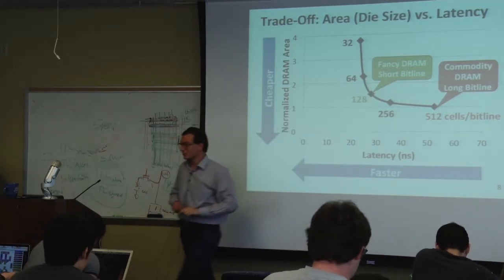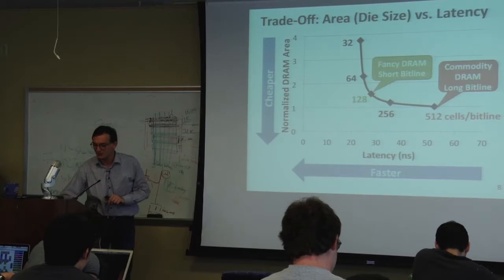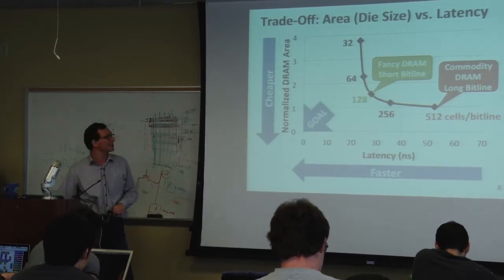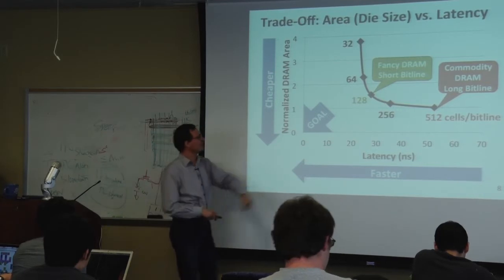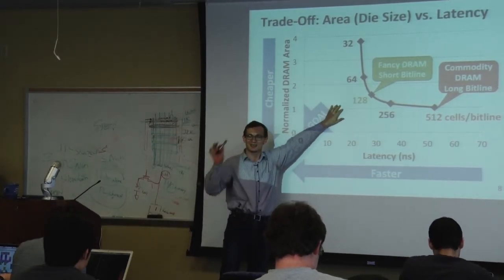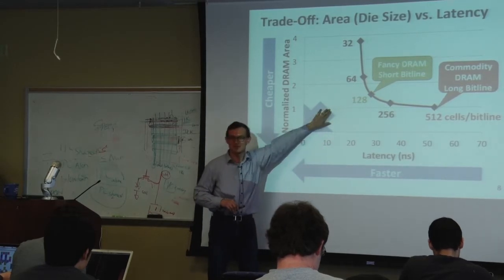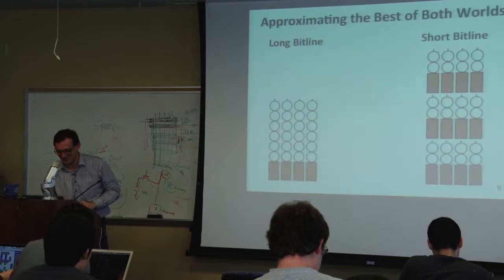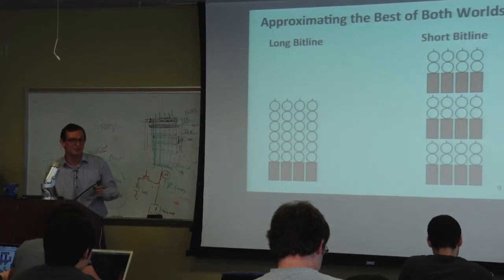So ideally, you would like to achieve kind of the best of both worlds. Ideally, you would like to be here, right? If anyone tells you that they've designed a memory that is right here without any other cost, then you should tell them, tell me more, because that's probably magic. So how do you approximate the best of both worlds?